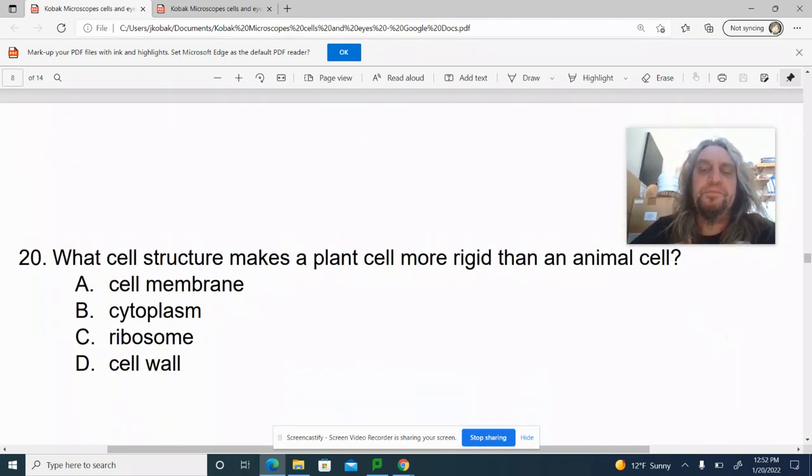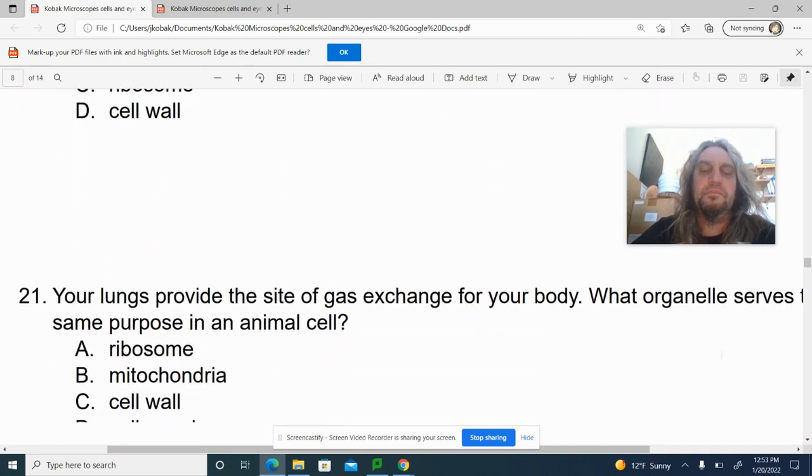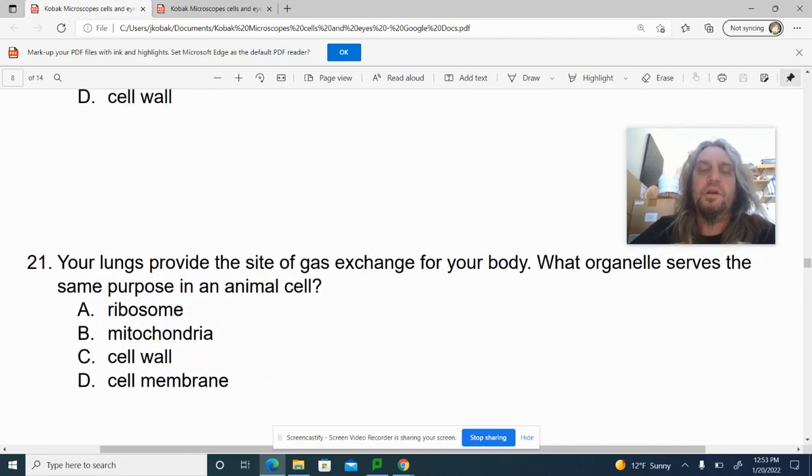Question 20. What cell structure makes a plant cell more rigid than an animal cell? A, cell membrane. B, cytoplasm. C, ribosome. D, cell wall. Question 21. Your lungs provide the site of gas exchange for your body. What organelle serves the same purpose in an animal cell? A, ribosome. B, mitochondria. C, cell wall. D, cell membrane.